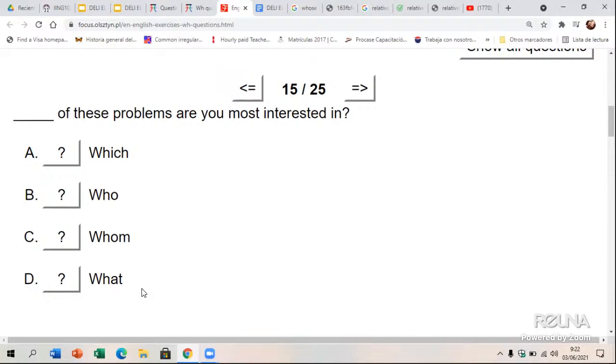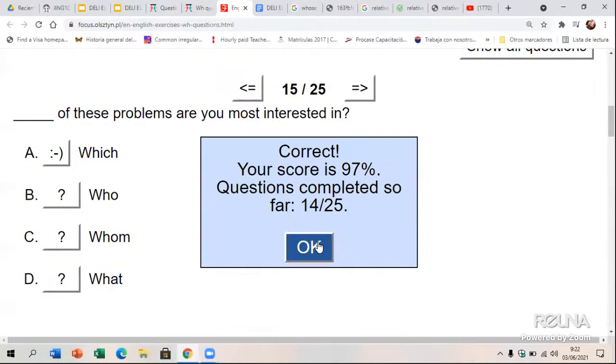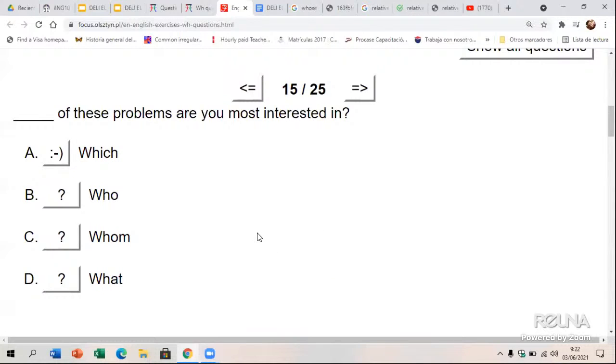Jairo says which, Constanza. Is this from the previous one or this one? I got lost. Okay, but here Tomás says which. Okay, this is the current one. Okay, which of these, correct. Which of these problems are you most interested in? Very well. No native speaker says interested in.